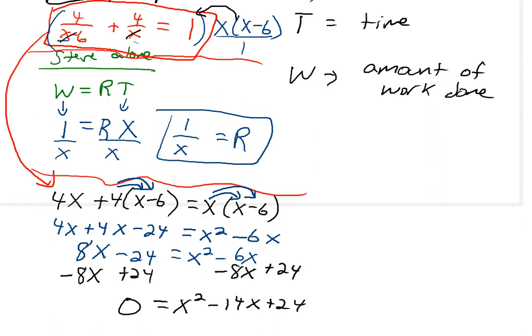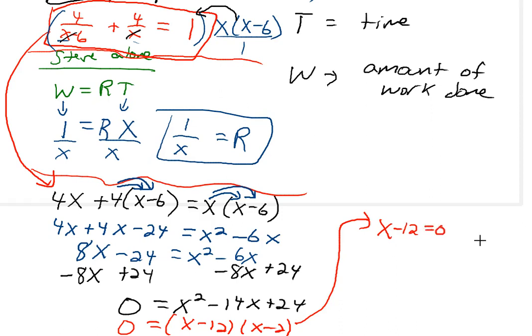So it's quadratic. To solve this, we'll factor, right? And so we need two numbers that multiply to 24 and add to negative 14. That's going to be negative 12 and negative 2, right? And so we're going to get two answers here, which should be a little bit disturbing. I have plenty of space. So we set each factor equal to 0. So we'll get x minus 12 equals 0 and x minus 2 equals 0. All right. We get two answers.